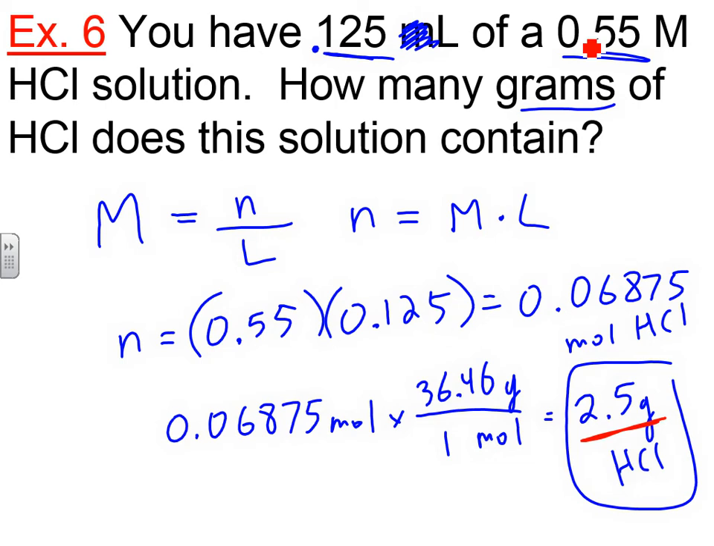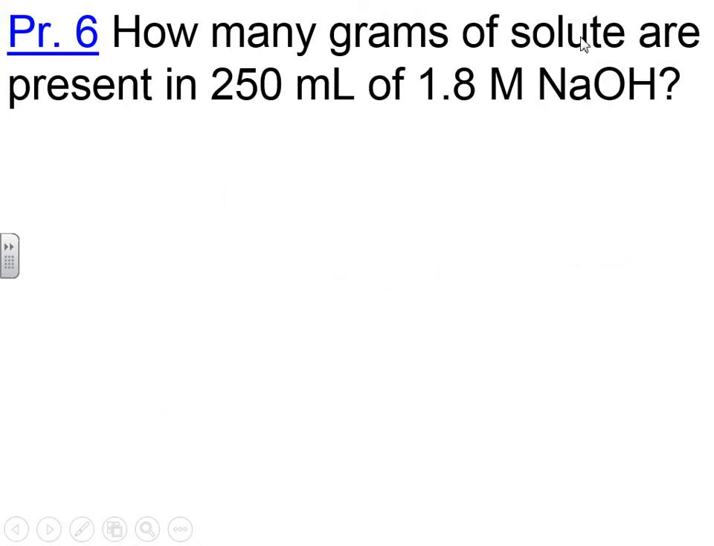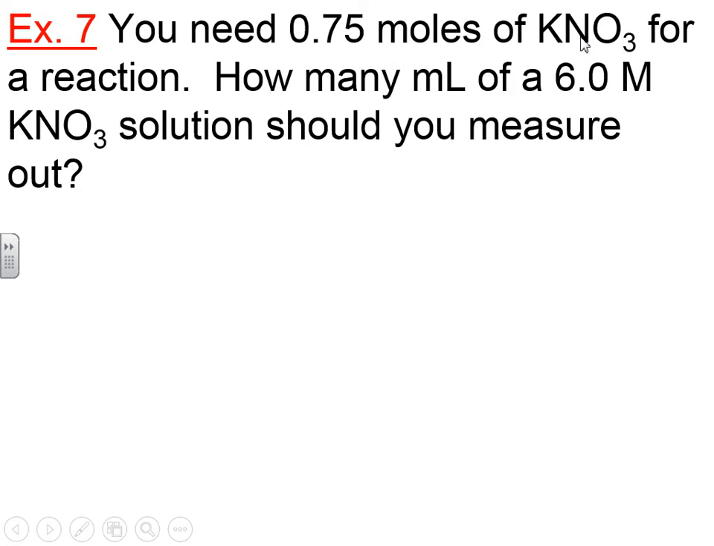Alright, so we have example problem 6, practice problem 6. Go ahead and pause the video and try to do this on your own. And then we'll wrap up with this example problem. So you need 0.75 moles of potassium nitrate for a reaction. How many mils of a 6 molar solution should you measure out?